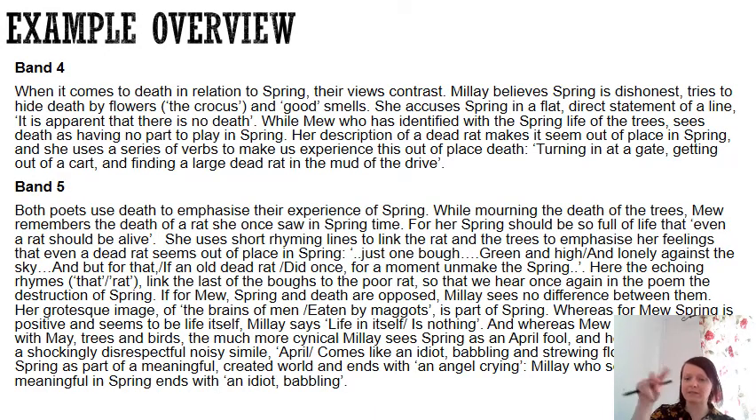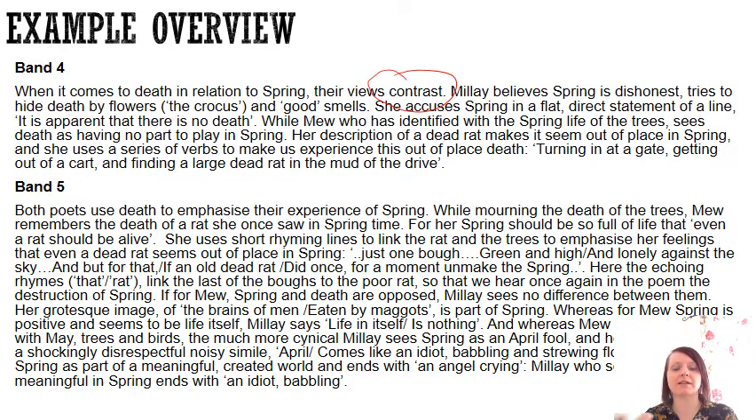The band 4 one, you can see obviously these ones are a little bit longer. The longer they get, the better they get seemingly, but that isn't always the case. The band 4 response, when it comes to death in relation to spring, says their views contrast. So that's making a real connection, saying that they've both got contrasting views here, and this is the sort of terminology you want to be using, the idea of contrasting. So Millay believes spring is dishonest, tries to hide death by flowers, so using then the imagery. And that's something they could maybe add here. They could look at the use of imagery.